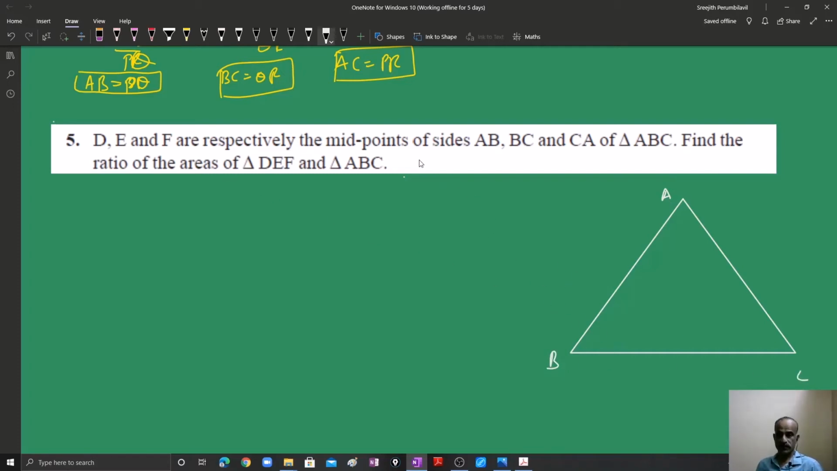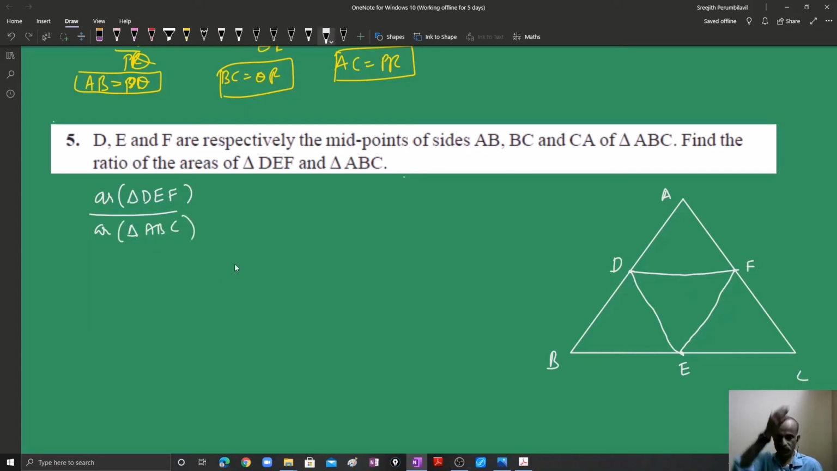D is the midpoint of side AB, E is the midpoint of side BC, and F is the midpoint of side AC. D, E, F are midpoints of the sides of ABC respectively. Find the ratio of the areas. So there is a triangle DEF. You have to find the area of triangle DEF by area of triangle ABC. There are different proofs for this; we will go for the easiest one.